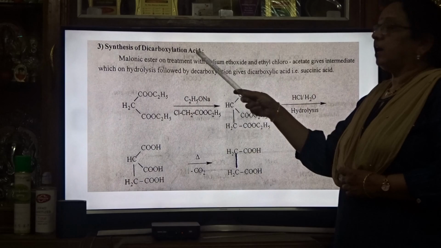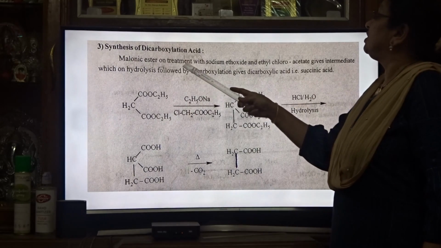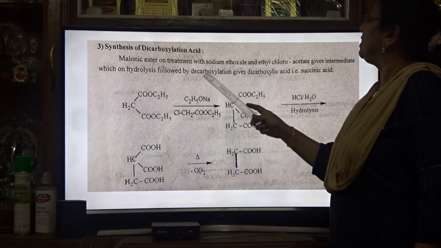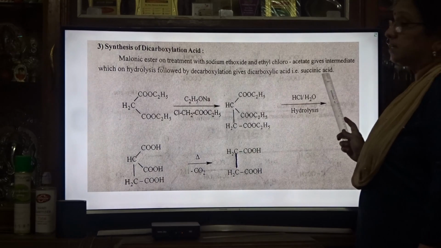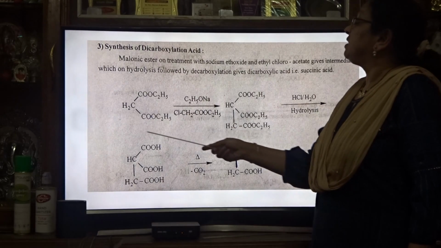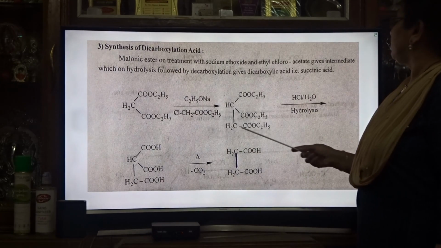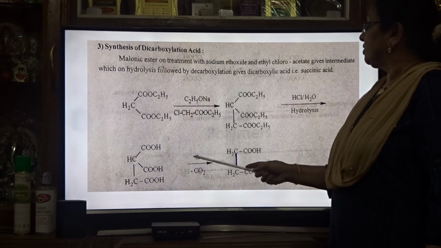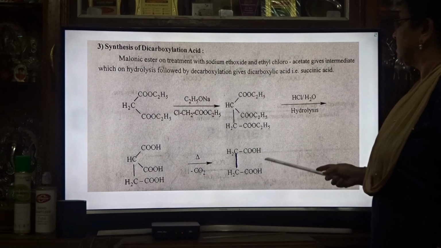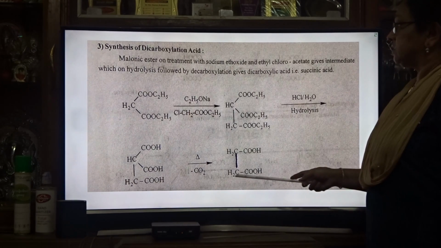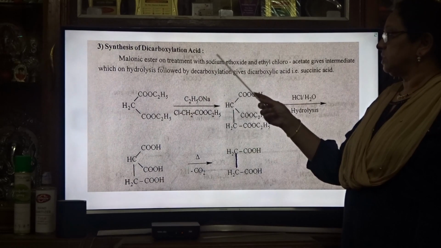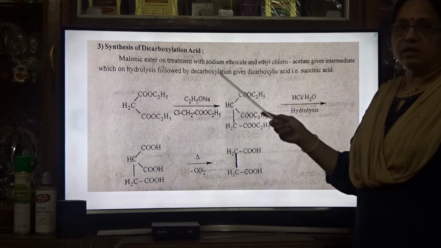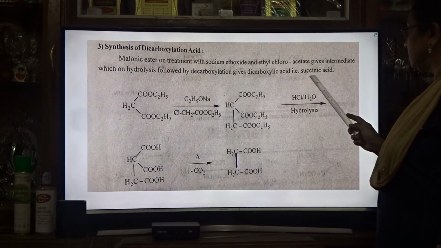Next, synthesis of dicarboxylic acid. Malonic ester on treatment with sodium ethoxide and ethyl chloroacetate gives an intermediate, which on hydrolysis followed by decarboxylation gives dicarboxylic acid, that is succinic acid. Same here also. First diethyl malonate gives this type of intermediate, then on hydrolysis again all COOH. Then on decarboxylation by heating you are getting succinic acid, CH2COOH. This is succinic acid. So from malonic ester you are getting dicarboxylic acid, succinic acid.